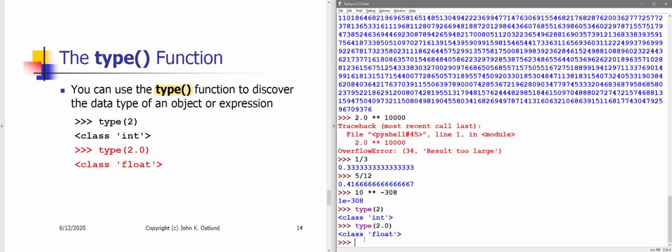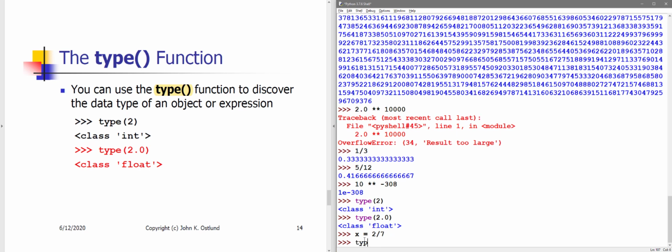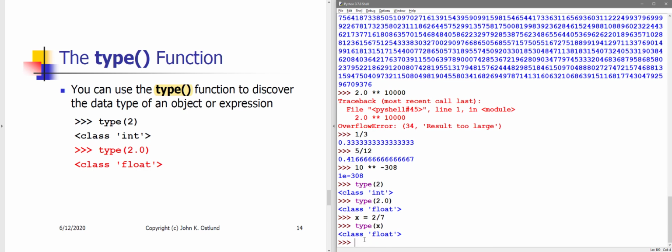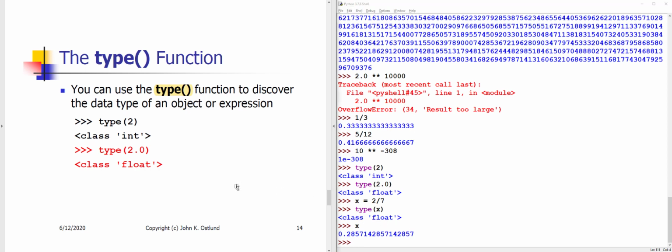If I compute x gets 2/7, and I then ask for the type of x, I get told that x is referring to a float value, because when you divide 2 by 7, you get a float representation out to 15 or 16 decimal places. Okay, and as I said, you should assume that that last digit is basically garbage.